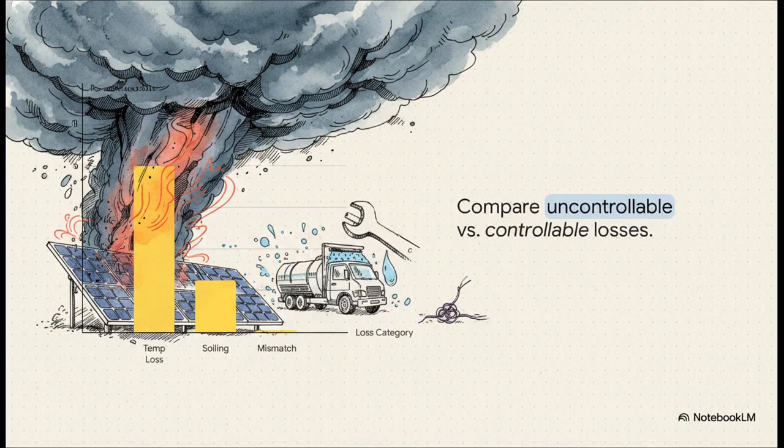Think about the scale of these numbers. That uncontrollable temperature loss is a massive 8% penalty. You can't change the ambient weather, but controllable elements, like scheduling regular cleaning to stop those 2.5% soiling losses, heavily outweigh sweating over a minute 0.1% electrical mismatch. You can't easily cool down the sun, but you can definitely schedule a panel washing truck, right? It's all about focusing on the biggest levers you can actually pull.